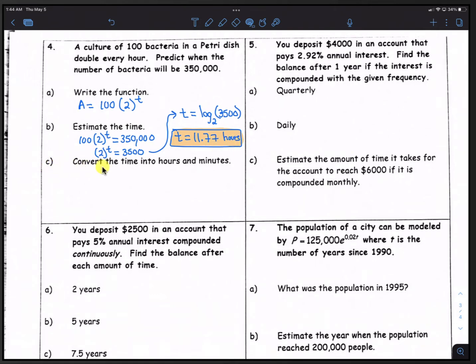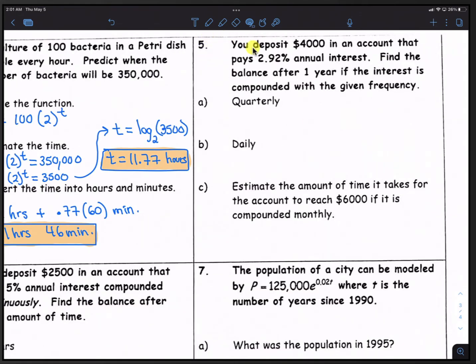Now question C, convert the time into hours and minutes. Well, we already know that the 11 is the number of hours, so it's going to be 11 hours plus some minutes. Well, we'll take the decimal part, which is 0.77, and multiply that by 60 minutes. When we do that, you end up with about 46 minutes. So it's 11 hours and 46 minutes. That's how long it would take for the number of bacteria to grow from 100 to 350,000.